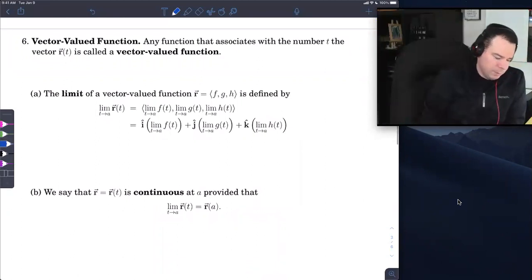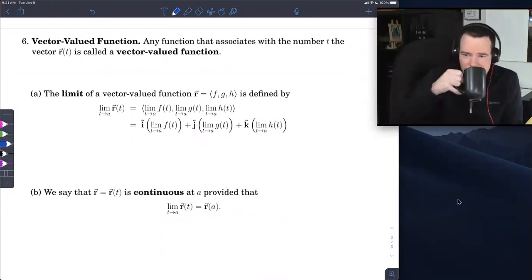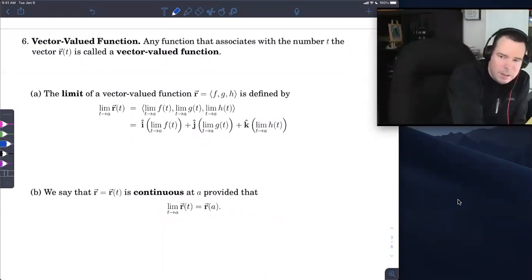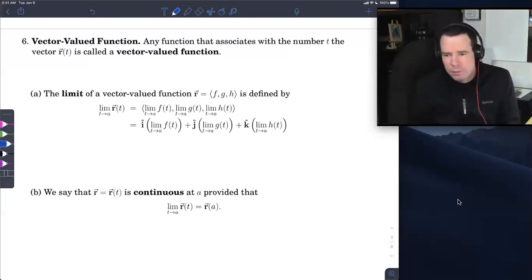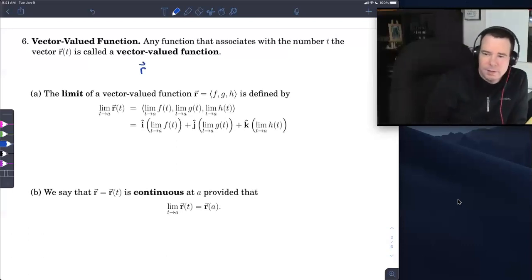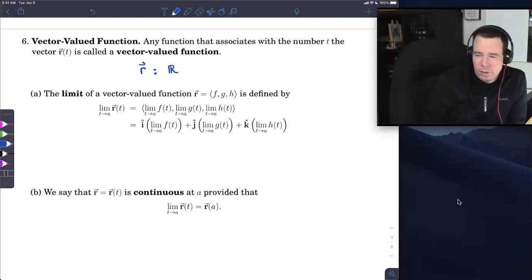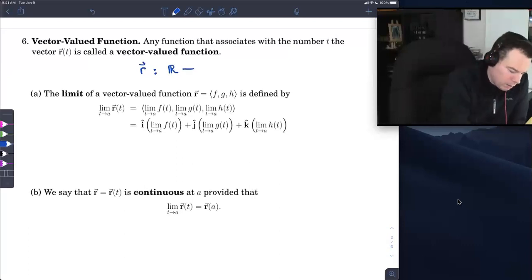So a vector valued function, which is the title of the lecture, is just any function that associates with the number t a vector, in this case r of t, called the vector value of the function, or the vector valued function. What we tend to think of this as, if we think of r as a function, and we write it using our input-output notation, then r is a function where the inputs are real numbers, that's the value t, and what's coming out is a three-dimensional vector.